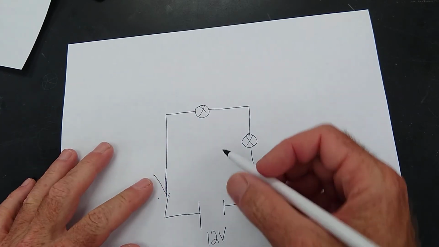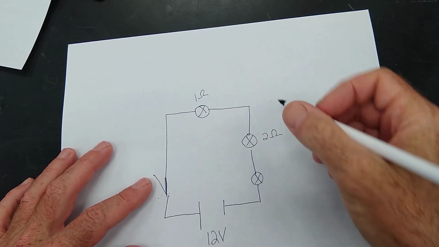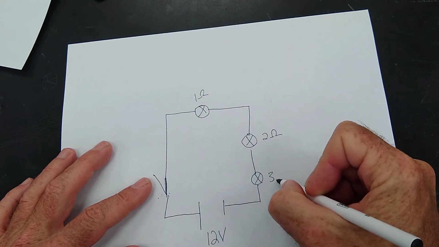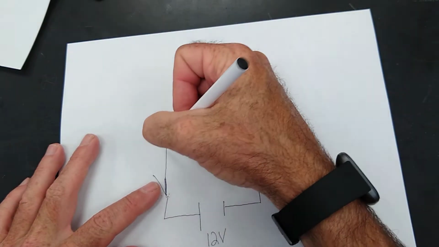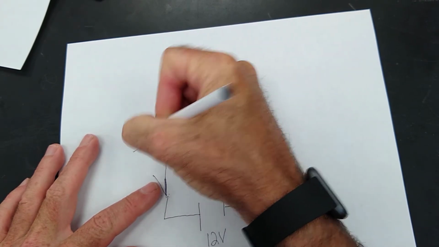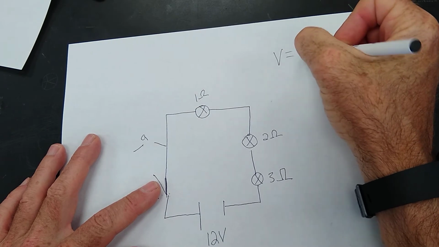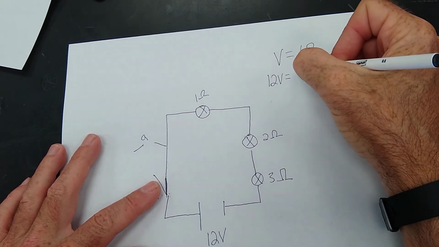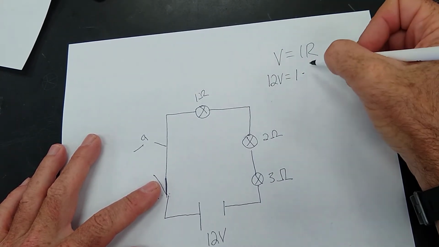So if this switch was on, and this was a 1 ohm resistor, a 2 ohm resistor, and I'm trying to use simple numbers so that you can do a lot of this in your head, and a 3 ohm resistor, what is the current in the wire at this point? How many amps? Okay, we're going to use Ohm's law. V equals IR. 12 volts equals some current times our resistance is 1 plus 2 plus 3.